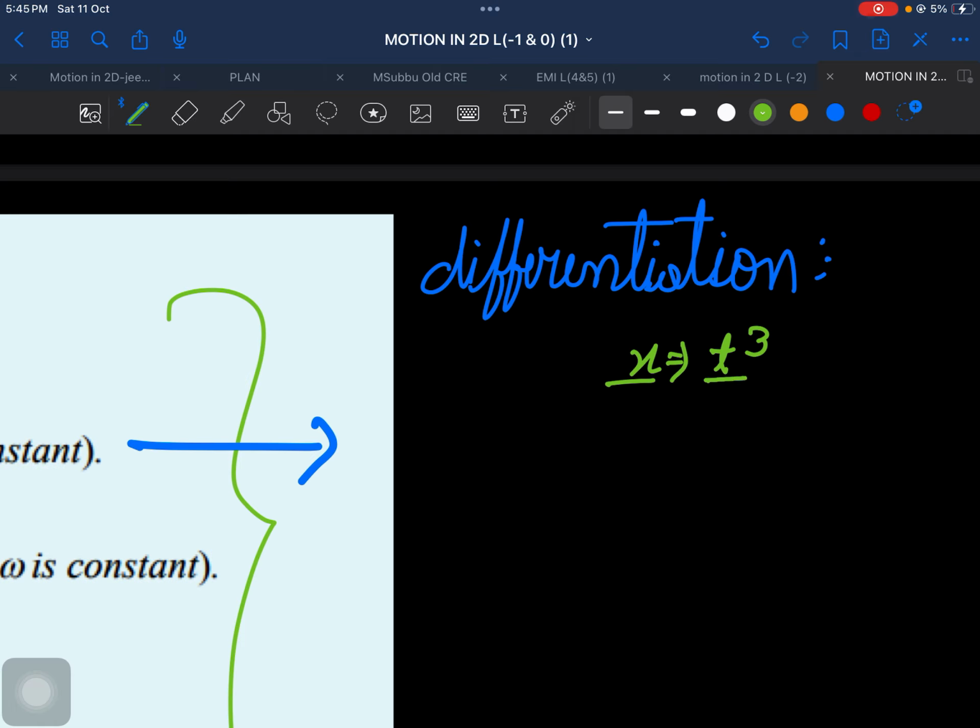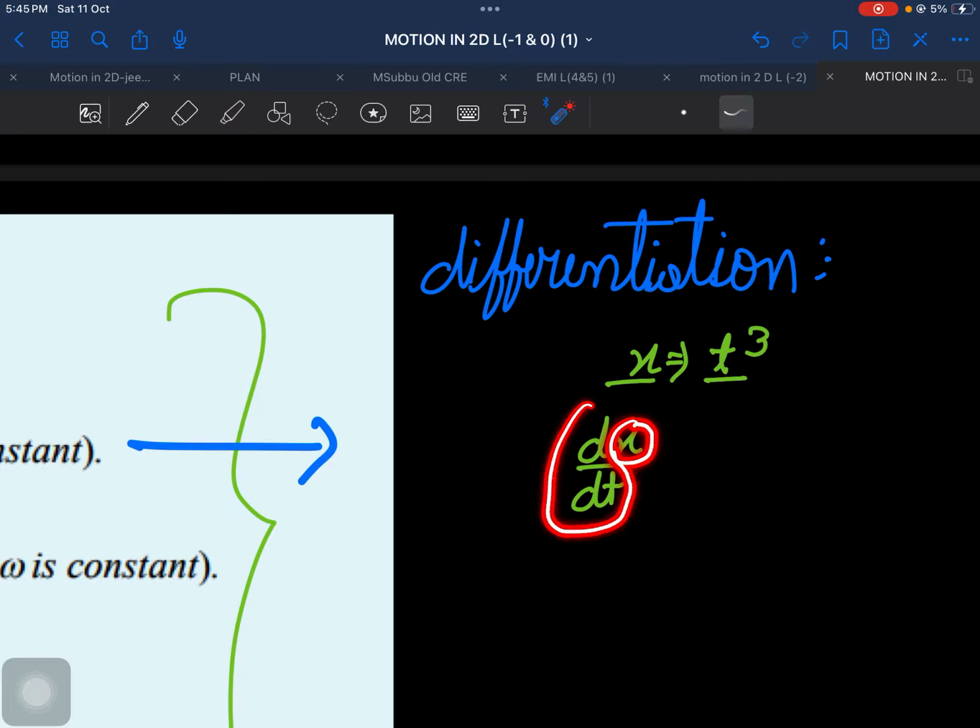Suppose you have to differentiate this with respect to time, then it means you have to find dx by dt. This term d by dt means that you have to differentiate with respect to t. What do you have to differentiate? You have to differentiate x with respect to t. It is an operator, right? This differentiation is an operator, and I will tell you how to use this operator.